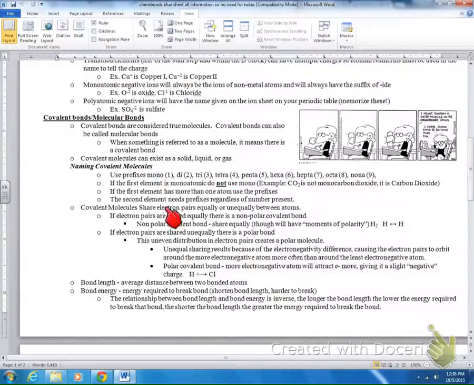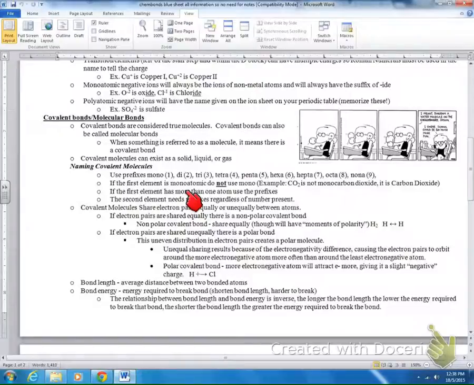Here are your rules for naming covalent bonds. We will practice this in class, but these are just some basic rules. So when we name covalents, we use prefixes such as mono, di, and tri. When we name ionics, we never use prefixes. So that's one of the biggest differences that you need to know.